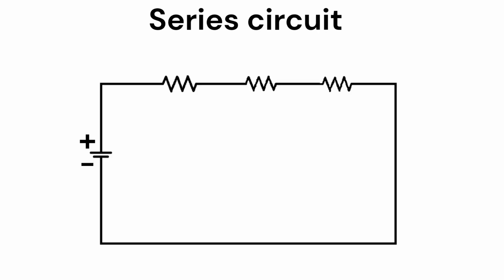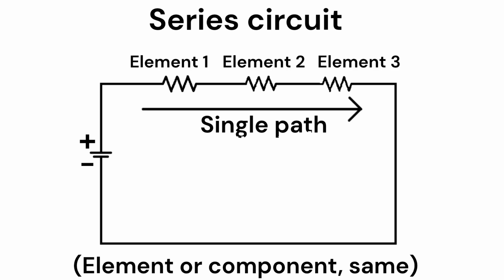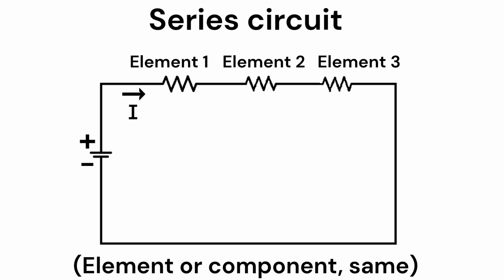Now, if we go into details about the series circuit, all the elements are arranged in a single path. Current flowing through one component must flow through all the components because there is only one path for the current to flow.